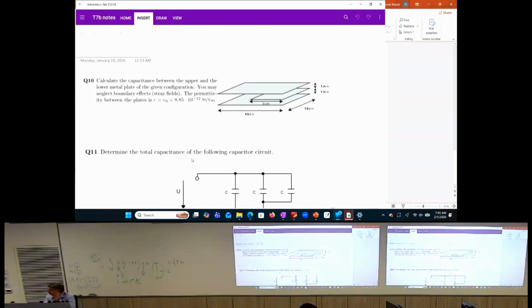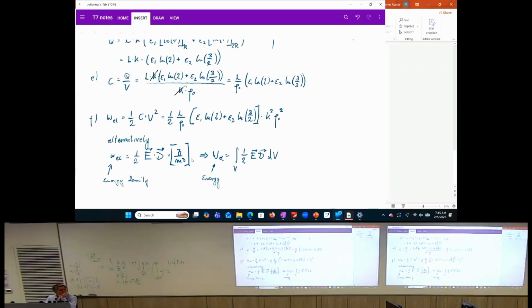So I have some more capacitor problems here. We could work on those, or you have questions?